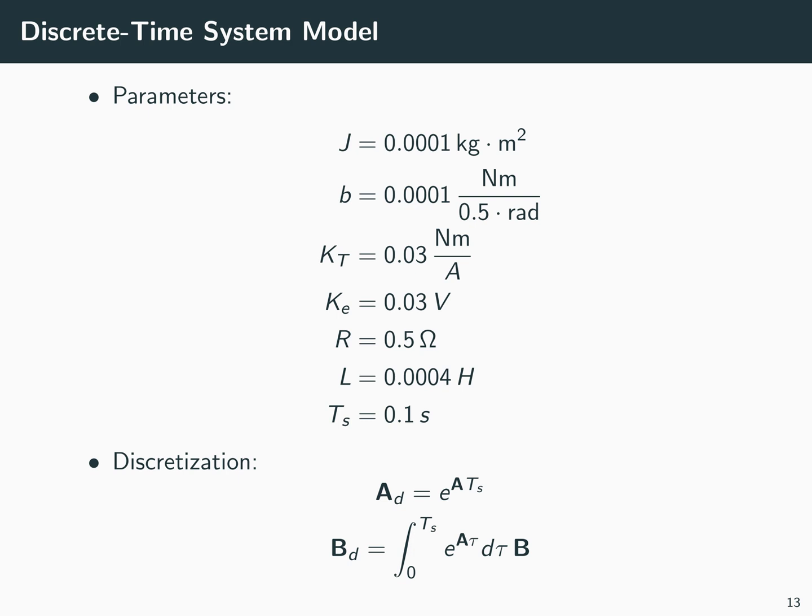Discretization of the continuous time matrices A and B is performed using the matrix exponential and integral methods, respectively, to obtain the discrete time state and input matrices, A sub D and B sub D.